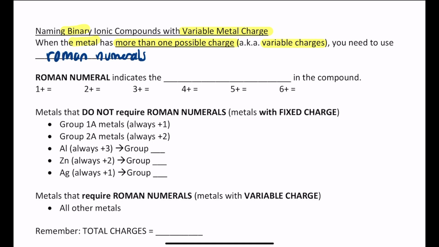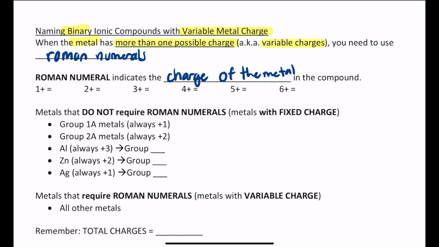Whenever you put a Roman numeral in the name, this is to help you out, because if a metal has multiple possible charges, you're going to want to say what charged metal it is in the name. So the Roman numeral is what indicates the charge of the metal in the compound.